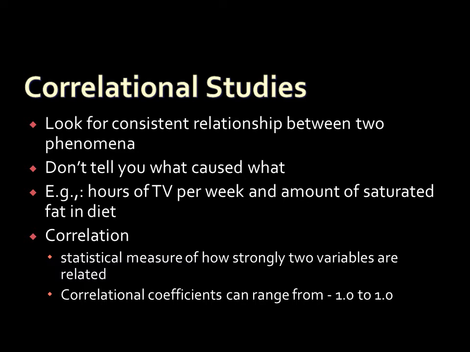And so if you think there's a relationship and there is, then what will happen is, as the scores on hours of TV go up, then the amount of saturated fat that people eat in their diet will also go up. So in that sense, there's a systematic relationship between those two variables. As scores on one go up, scores on the other go up. And of course it could be that as scores on one go up, scores on the other one go down. That's a systematic relationship as well.